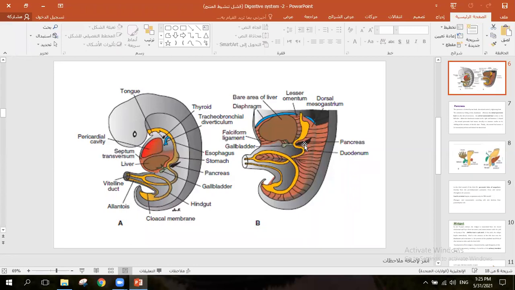Pancreas. A, forms from two buds. B, insulin secretion at the fifth month. C, ventral pancreatic bud, after rotation of the stomach, will become behind and below the dorsal pancreatic bud. D, all of the above.